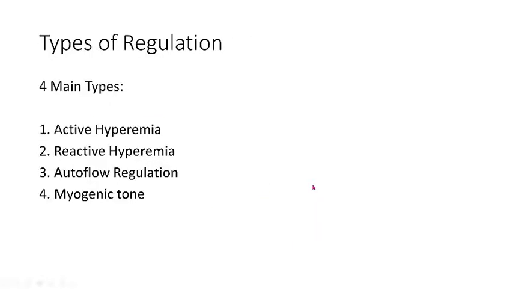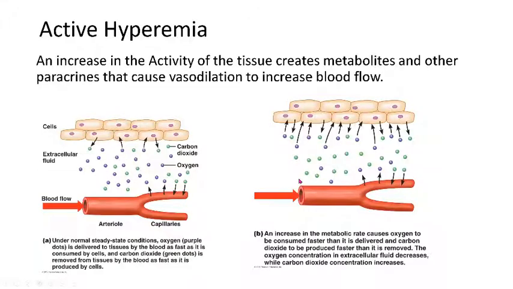So there's 4 basic types of regulation. We have active hyperemia, which I talked about in lab, reactive hyperemia, autoregulation, and myogenic tone. So let's start with active hyperemia. I drew it on the board as just words, but I found this picture in your book, which I thought was interesting. The key with active hyperemia is an increase in the activity of the tissue.